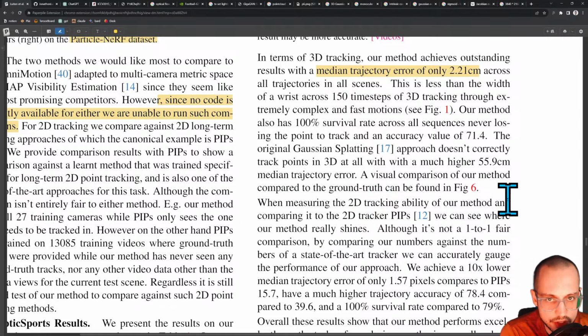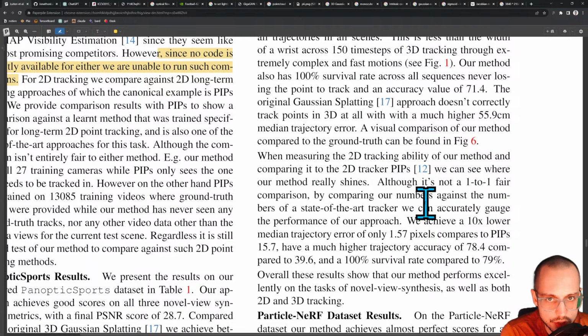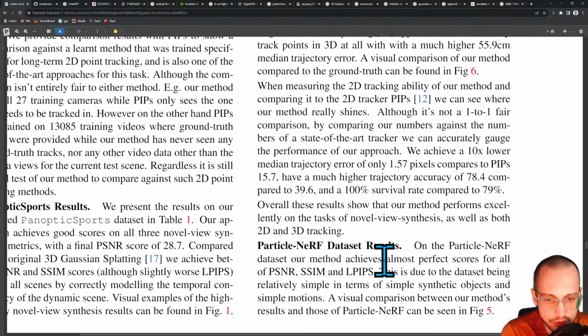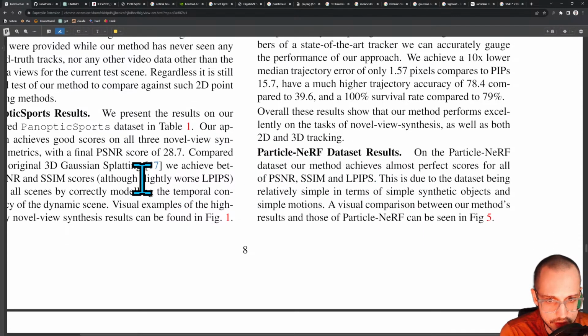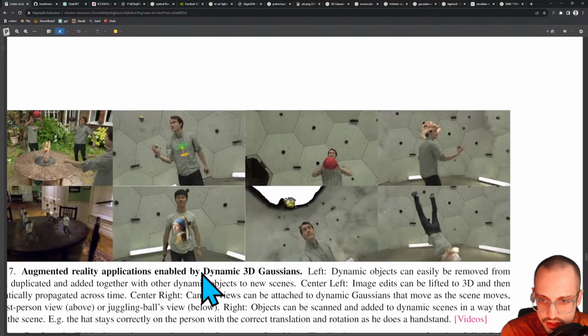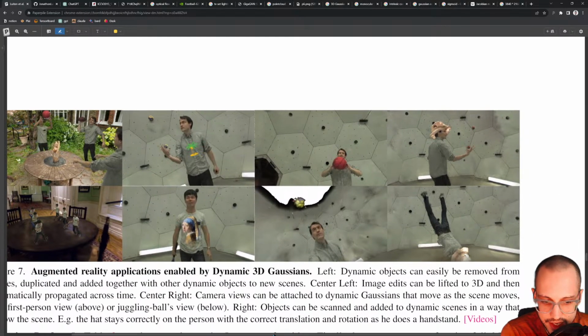Okay, measure the 2D tracking ability compared to the 2D tracker. It's not a fair one-to-one comparison, but we achieve a 10 times lower median trajectory error and we have much better survival rate. Okay, particle NeRF. Data set relatively simple in terms of simple synthetic objects, but we're better than that.